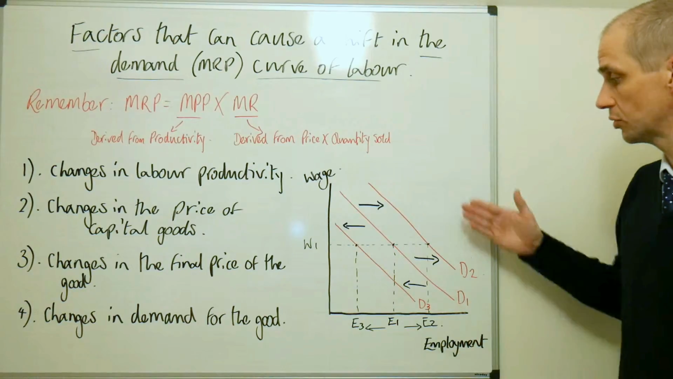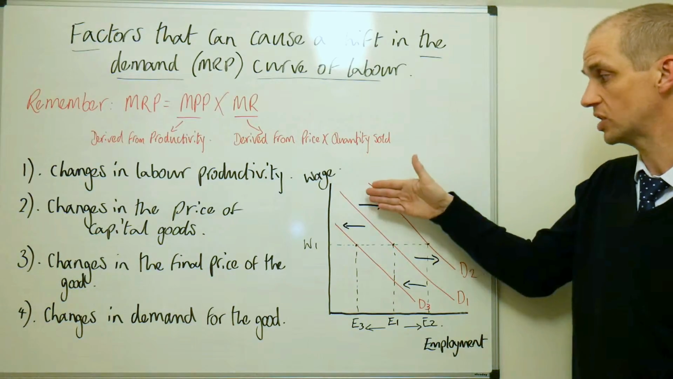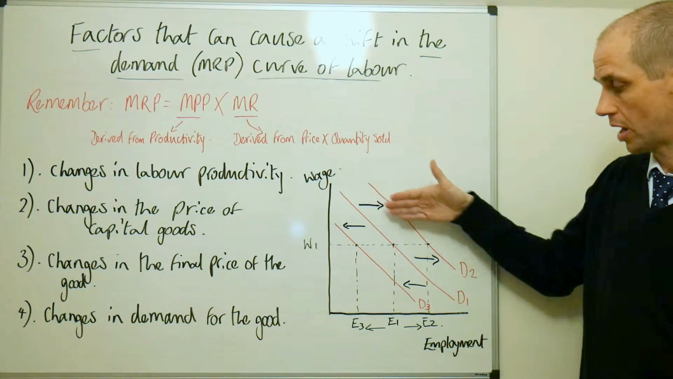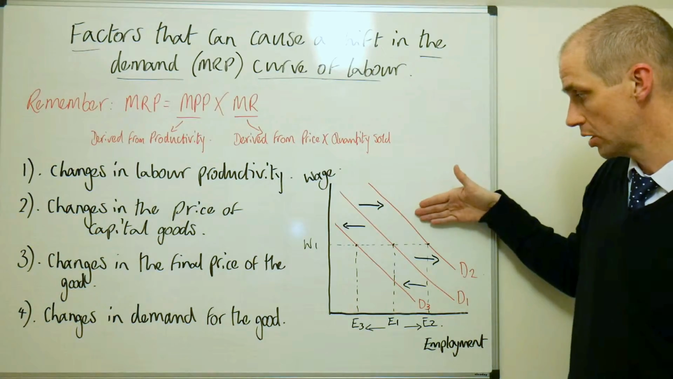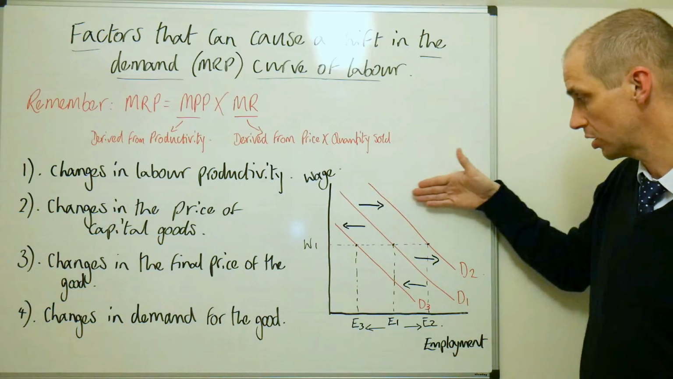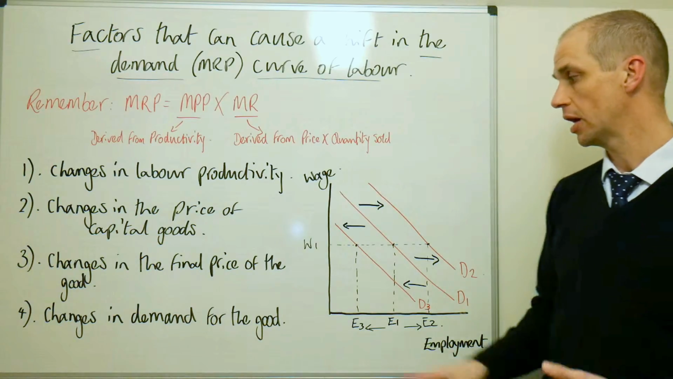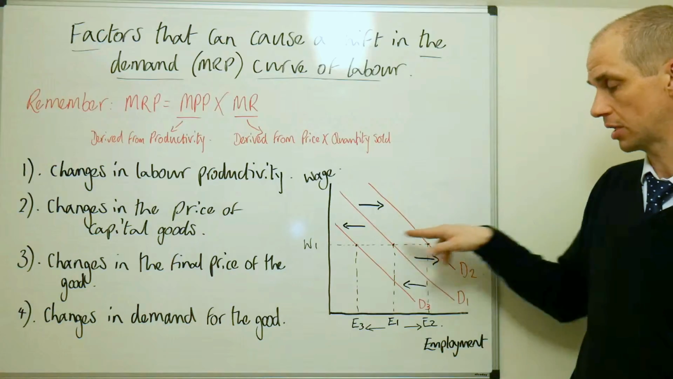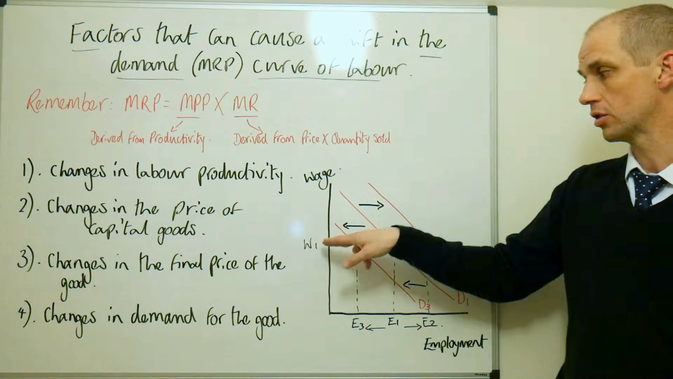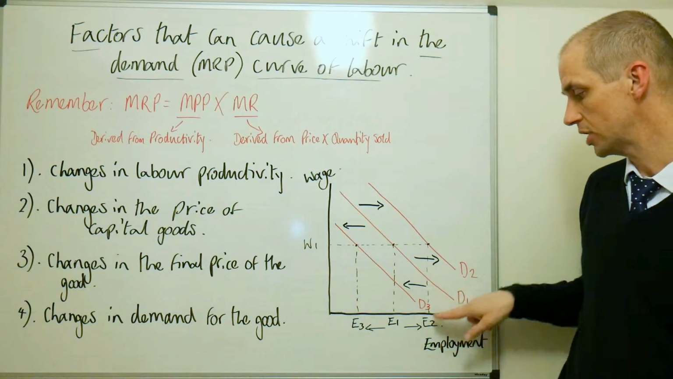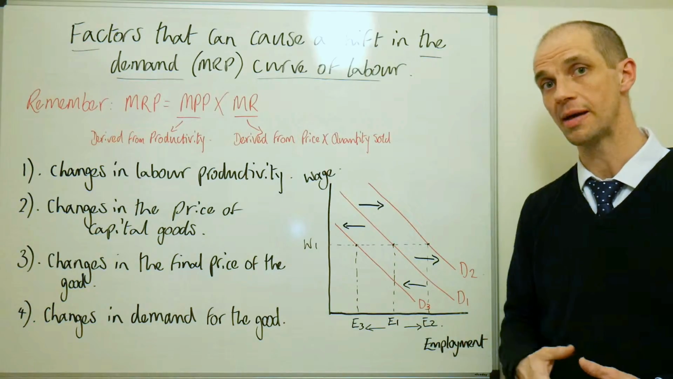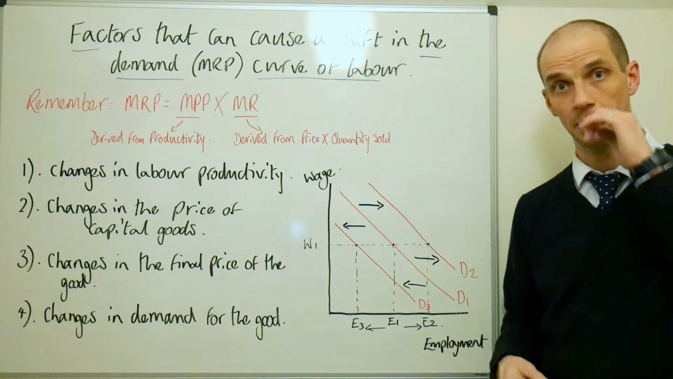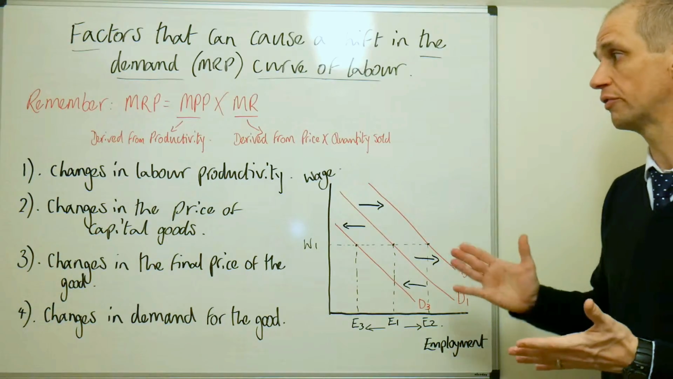Okay, so as a direct result of that, we would see a shift in demand from our demand curve here at D1 out to the right hand side, an increase in demand to D2. From that we can see, if we keep the wage level constant at W1, that we go from E1 to E2 in terms of the actual employment in that market. Okay, so that's our first point.